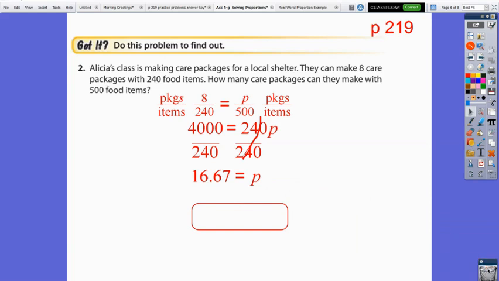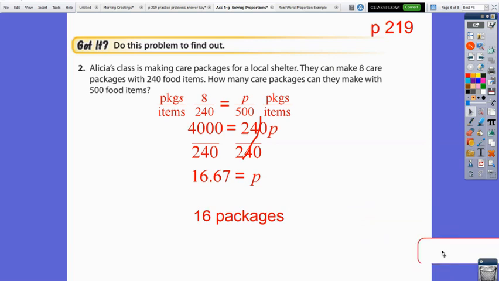So the question then is, how many care packages can they make? I answered that they could make 16 care packages. You're really getting 16 2/3 care packages, but if the care packages required that many pieces of food, then you can make 16 complete ones.